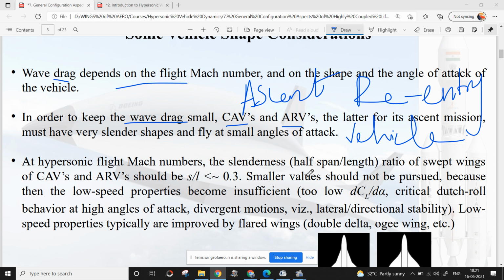The next factor is how we are going to maintain the stability of the vehicle, right? That is another important factor. So we are going with a winged configuration. That is fine, because it is necessary since we are going with the single stage to orbit concept. So how are we going to maintain the stability?